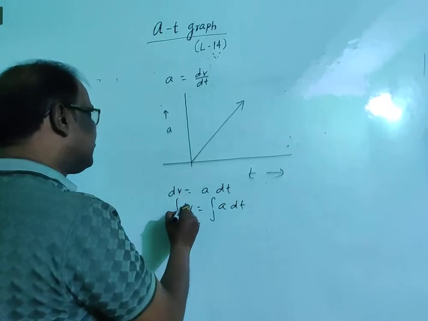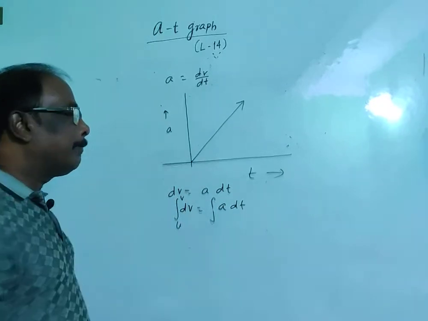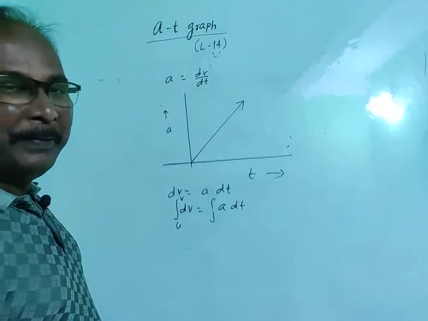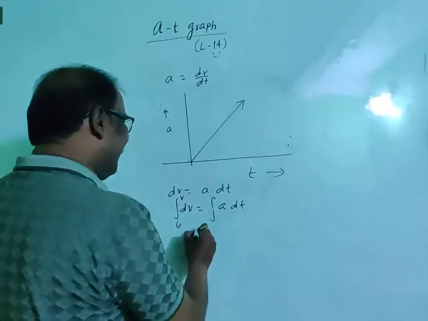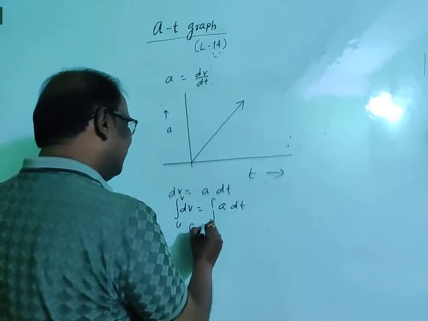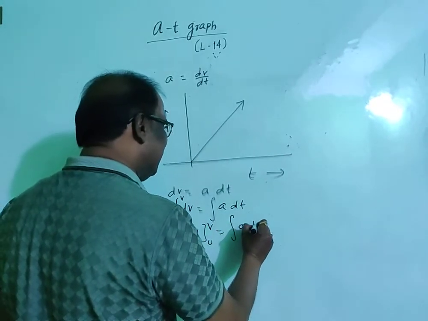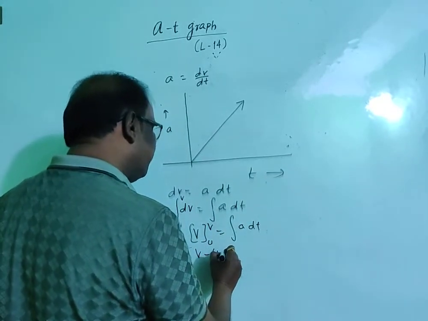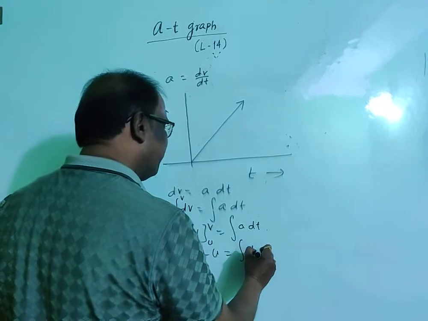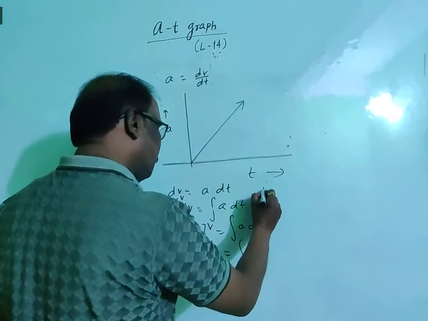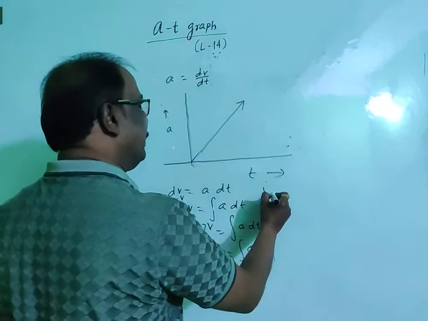Then we may take initial velocity u and final velocity v. Then the integration of dv is v, with limits from u to v, and this equals the integration of a dt. So v minus u is equal to the integration of a dt.